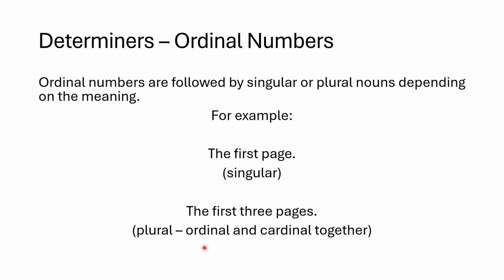When ordinal and cardinal numbers co-occur, their order is fixed. The ordinal number must come first, then the cardinal number follows.